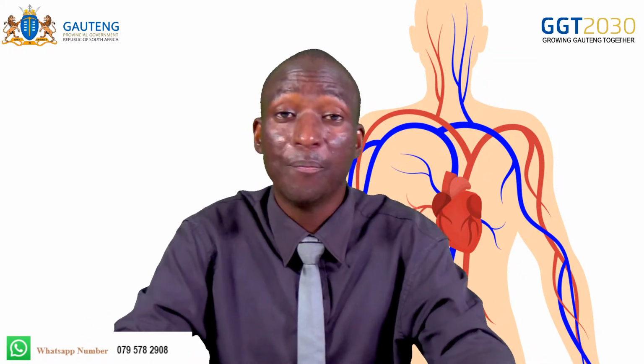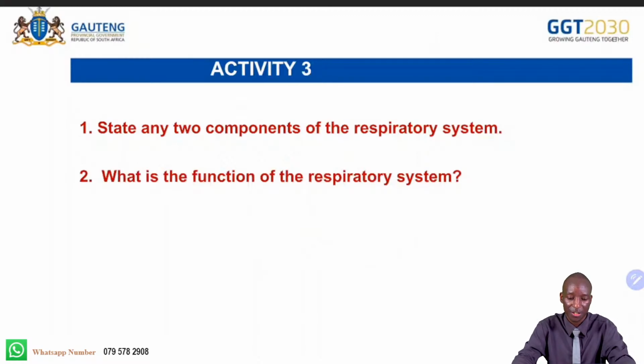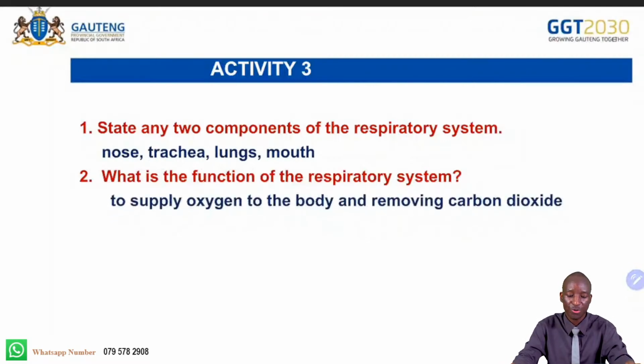Right, our time's up. Let's look at our activity and go through the answers as we write down the corrections for those who don't get the questions correct. Number 1, stating 2 components of the respiratory system. In this case, you can choose from the list: the nose, trachea, the lungs, and the mouth. Number 2, what's the function of the respiratory system? To supply oxygen to the body and remove carbon dioxide. That's our last activity.